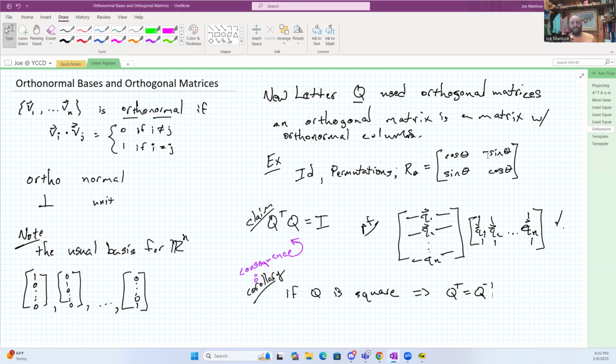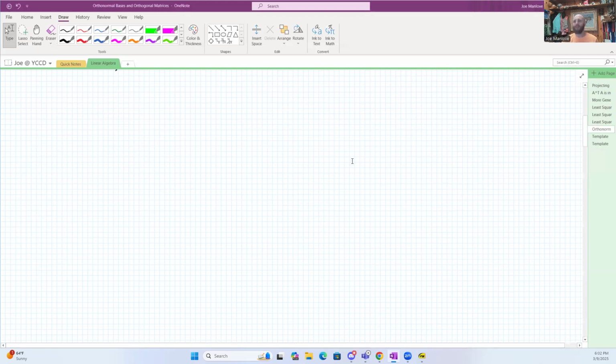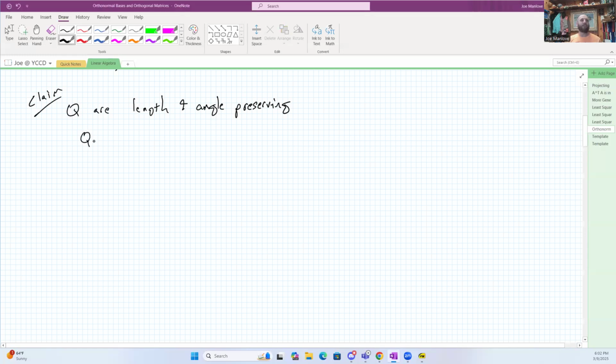Now, we're going to get something else for free because of this in a second. So let's explore another property. Another little property is this really, really cool thing: the Q's are length and angle preserving. That seems really wild. So here's the thought. I'm going to look at a Q done to a vector X, and I'm going to dot it with Q done to a different vector Y, right?